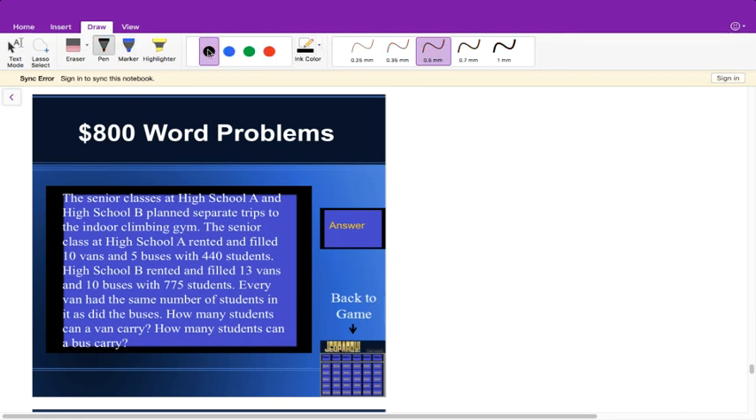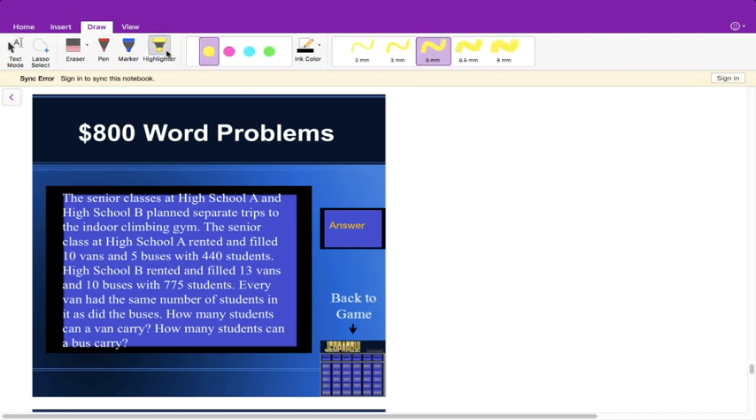All right, so let's go ahead and read this first. It says the senior classes at High School A and High School B planned separate trips to the indoor climbing gym. The senior class at High School A rented and filled 10 vans and 5 buses with 440 students. High School B rented and filled 13 vans and 10 buses with 775 students. Every van had the same number of students in it as did the buses. How many students can a van carry, and how many students can a bus carry?